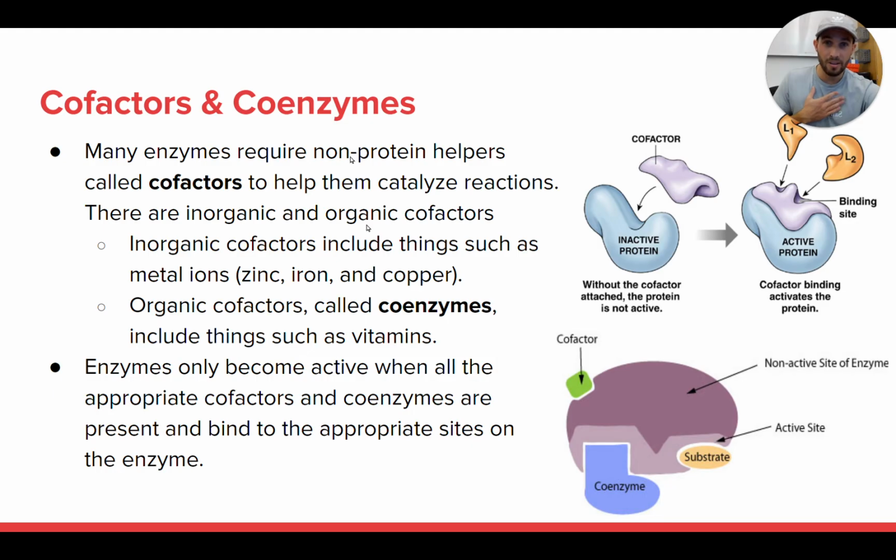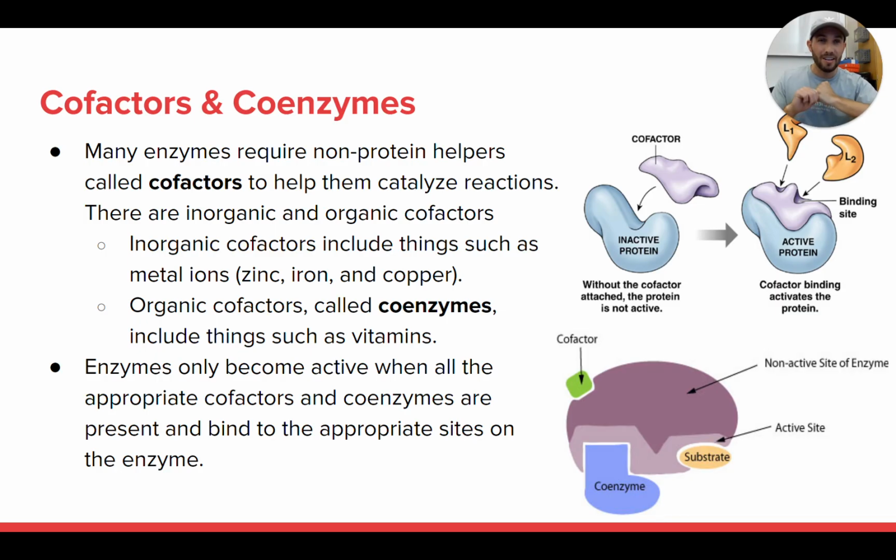which are not proteins, but other molecules or substances that bind to the enzyme and then allow that enzyme to start catalyzing certain reactions. Sometimes these are inorganic cofactors, which are things like metal ions, for example zinc or iron or copper. You need small amounts of these in your body because those metal ions bind to certain enzymes and allow them to work properly, and without those metal ions, they don't work properly. And then there's organic ones, which are made of organic molecules, and we call those coenzymes.